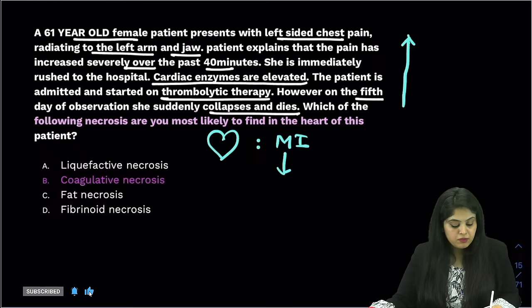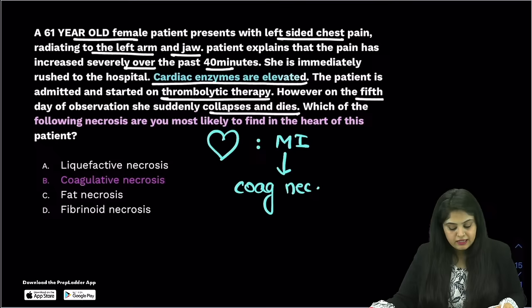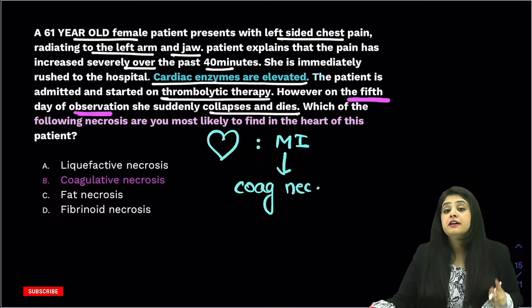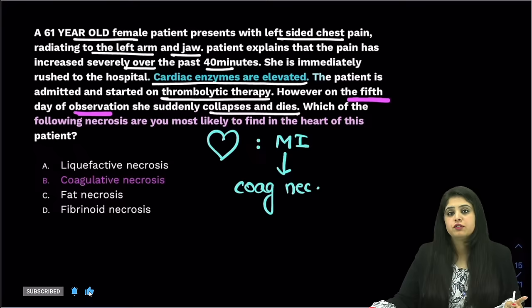Now, what is the update that I wanted to ask you? Over here, there was a line: cardiac enzymes are elevated. Okay, Dr. Dark Knight, it's not 24 hours. They say that on the fifth day of observation, the patient has died. 5 days after chest pain. So you've done your autopsy after 5 days of the heart attack. Of course, till then, coagulative necrosis will come up, right? Having said that, what was the update?